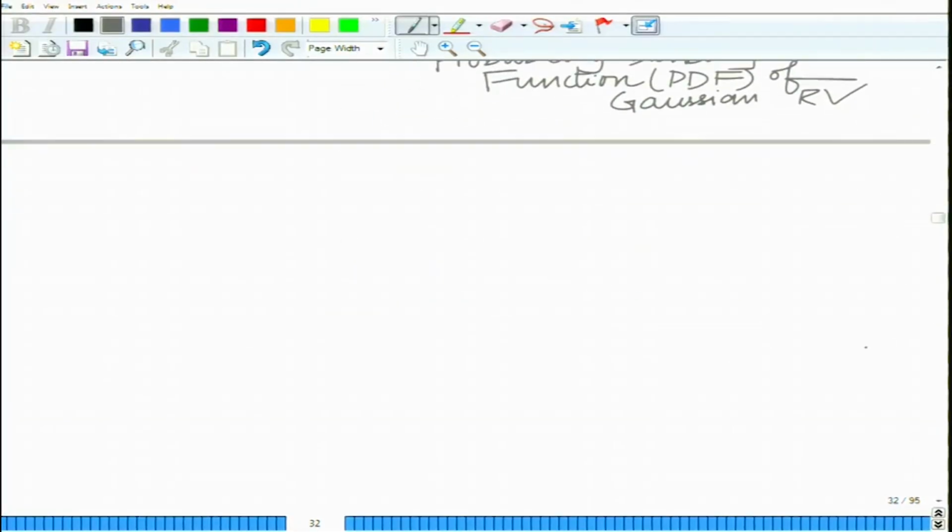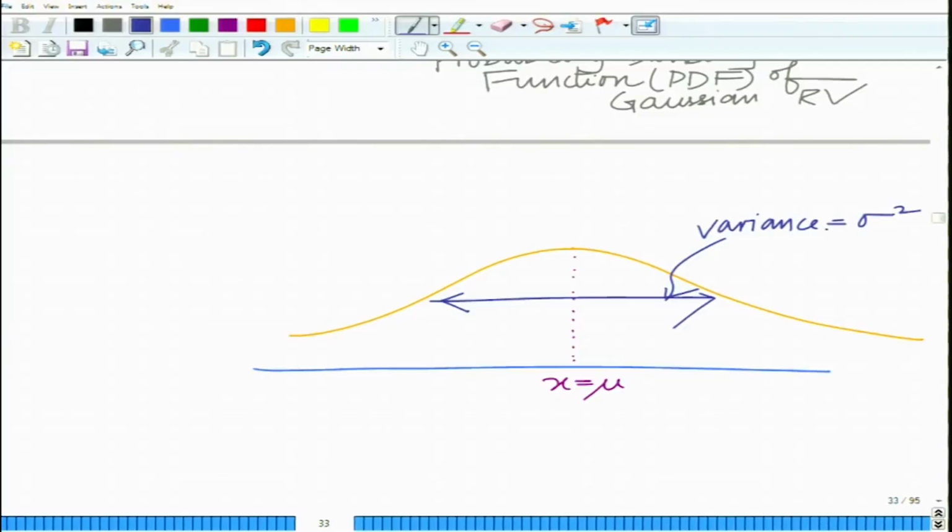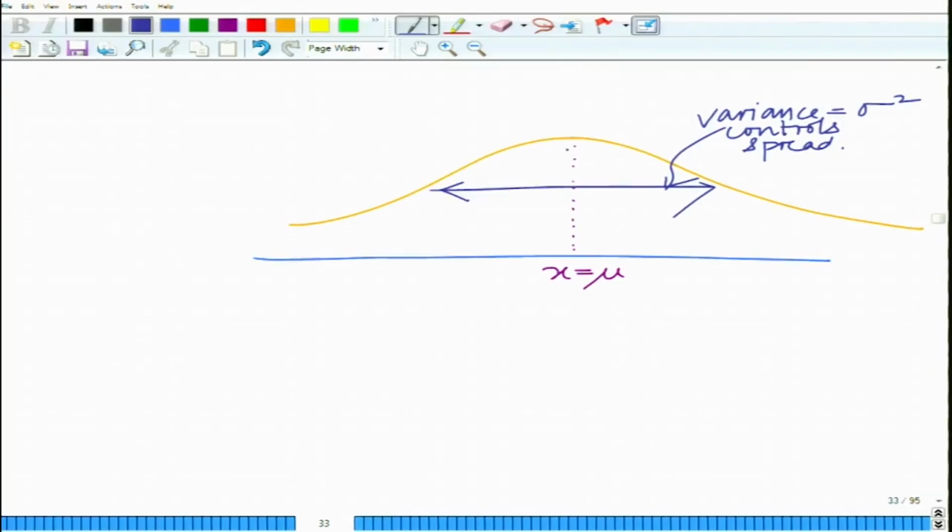Many of you might be familiar that the shape of this probability density function is a bell shaped curve, with the peak occurring at x equal to mu, that is the mean, and the spread of this is controlled by the variance sigma square. So, the peak occurs at the mean.